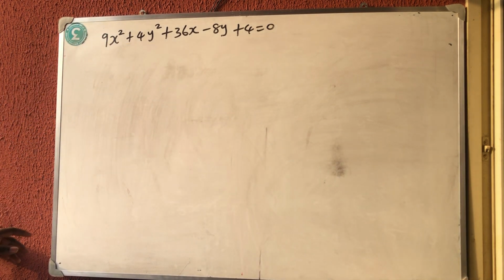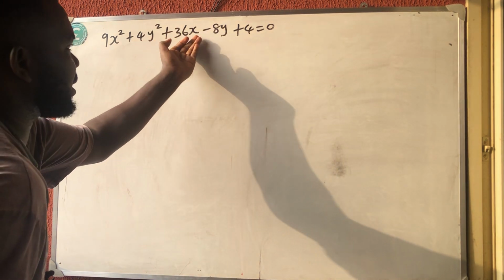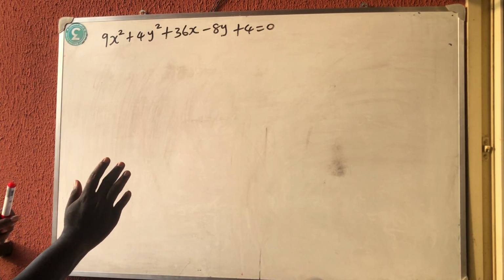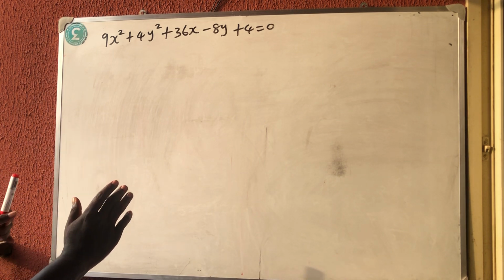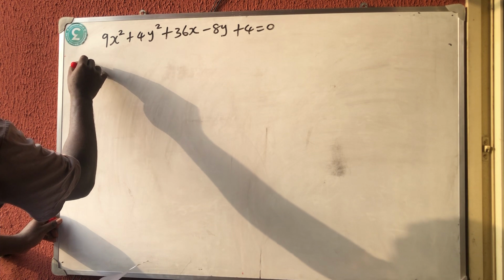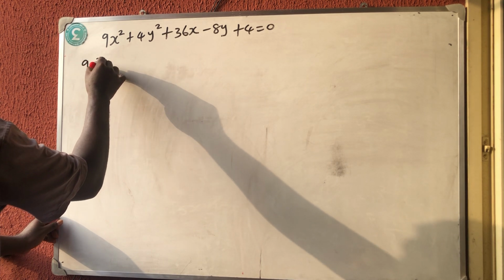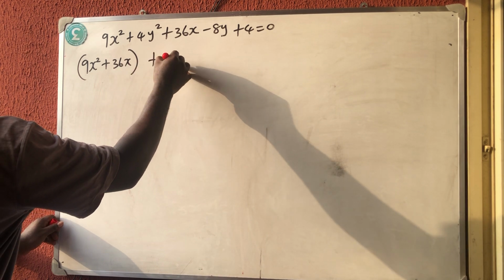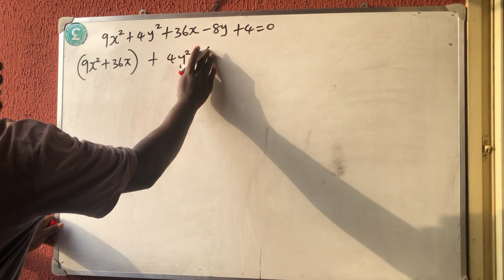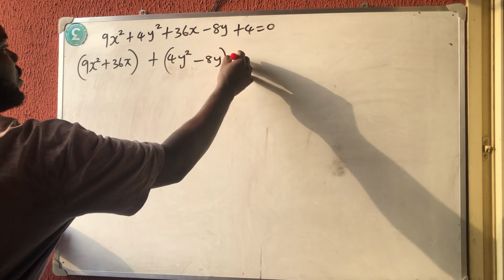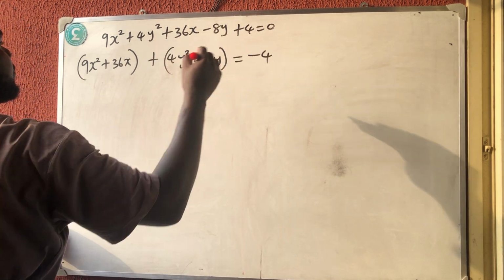So this is an ellipse equation, and there is no place where I have x and y together. So let us do the completing the square. Watch what I'm going to do, please. Let's take it step by step. Bring the x terms together: 9x squared plus 36x, plus 4y squared minus 8y is equal to, take this to this side, minus 4.